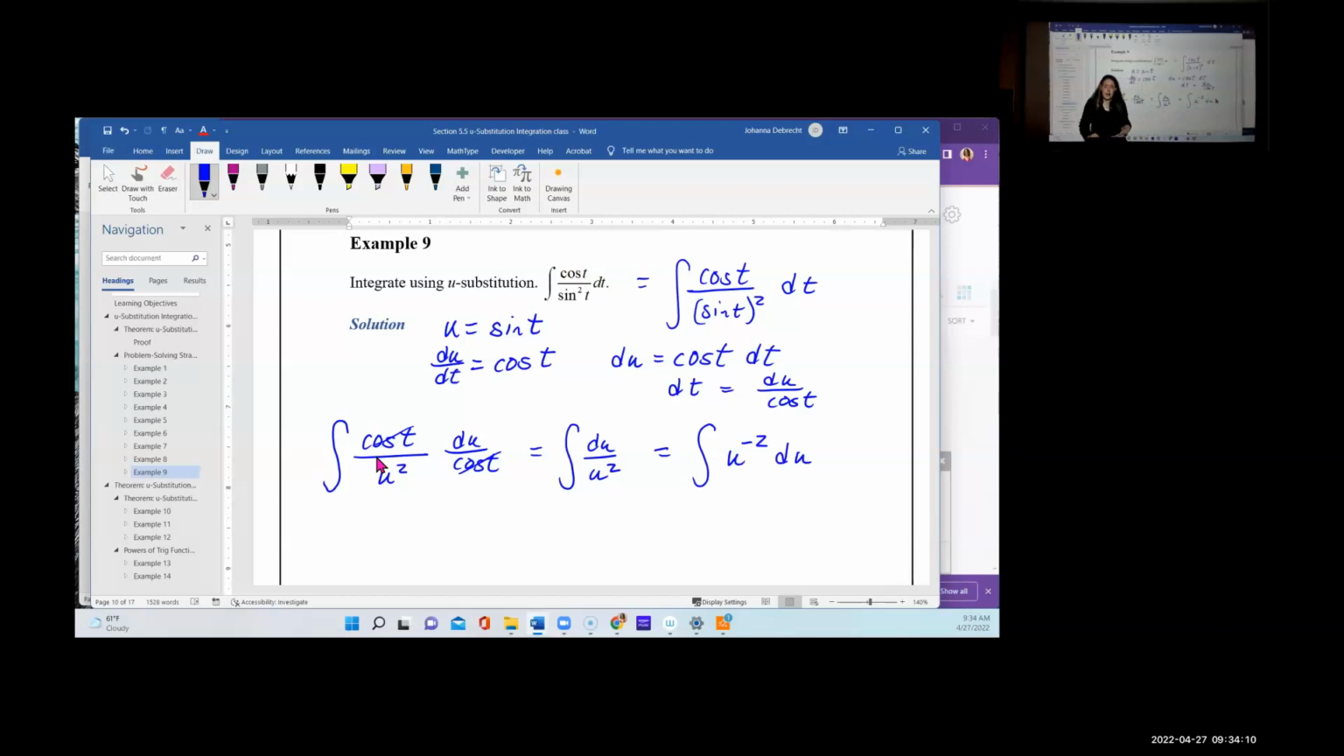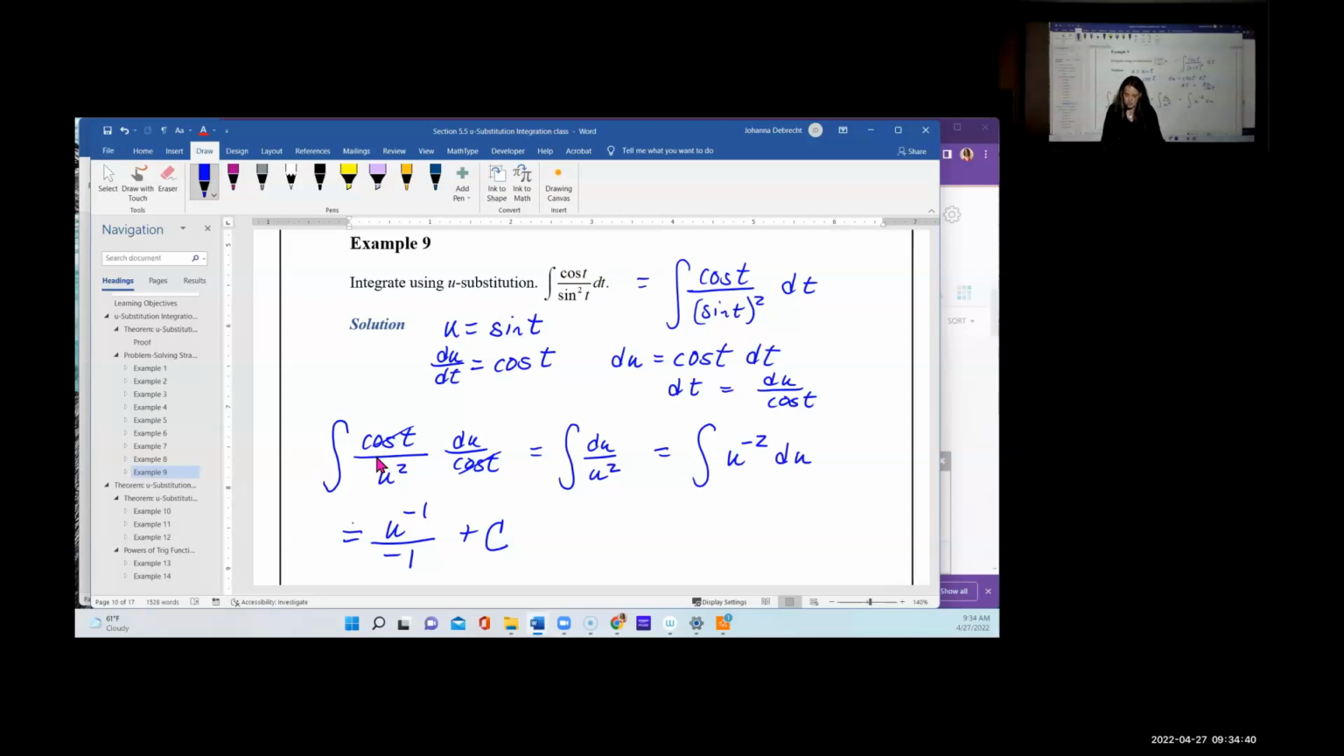I want to apply the power rule. So I'm going to add 1 to the negative 2 to get negative 1, and then divide by negative 1. Then I add the constant of integration. That constant of integration is crucially important. It's a part of the antiderivative function. It's telling you that you don't know what the constant is. It could be anything.